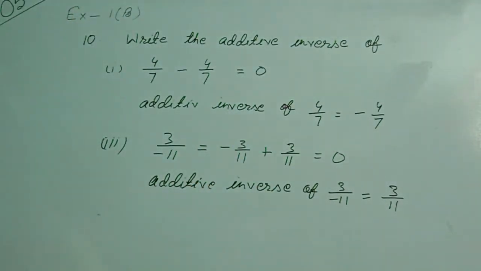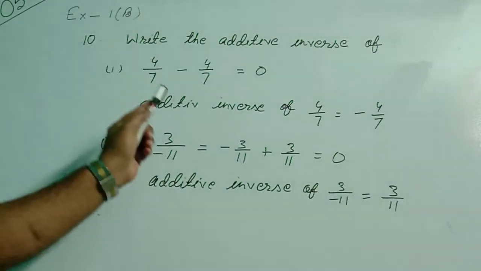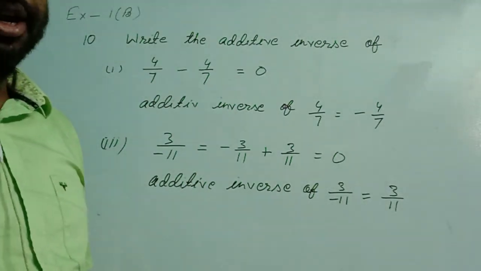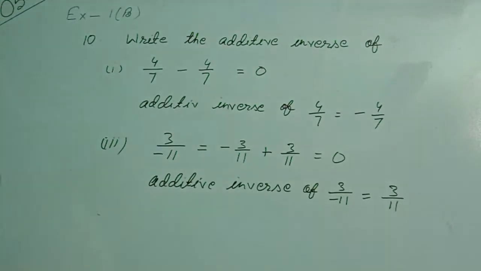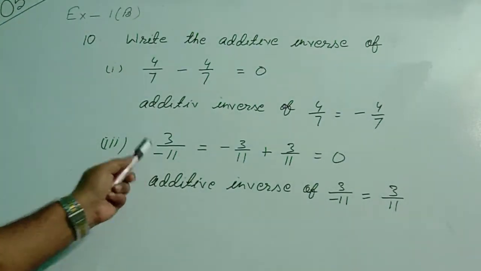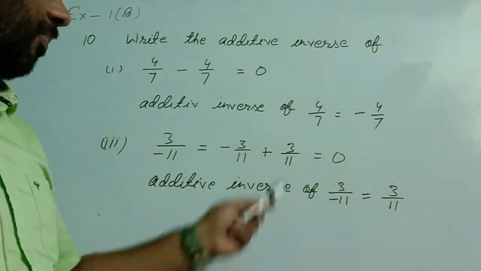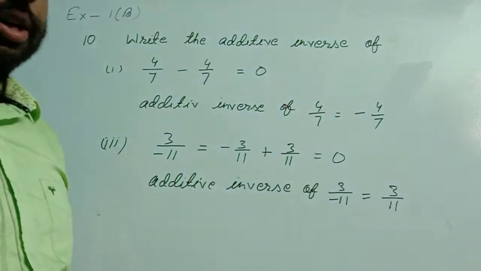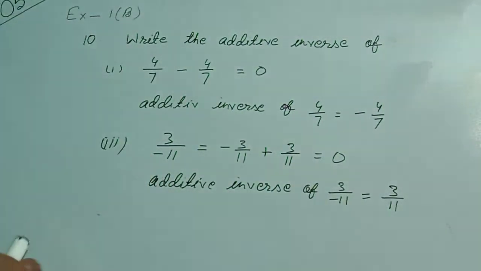If a positive fraction is given, then the negative fraction will be the additive inverse of that given fraction. If a negative fraction is given, then the positive fraction will be the additive inverse of that given fraction.